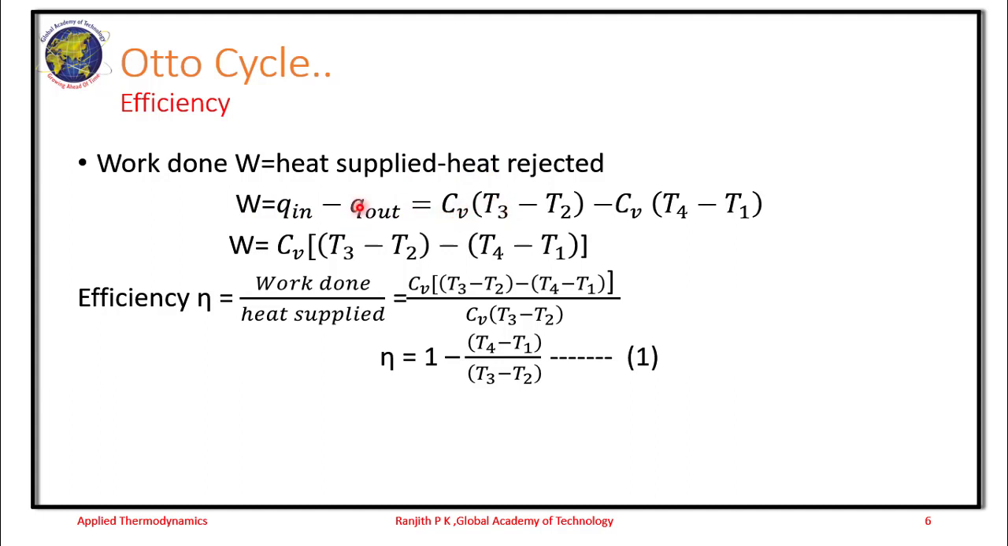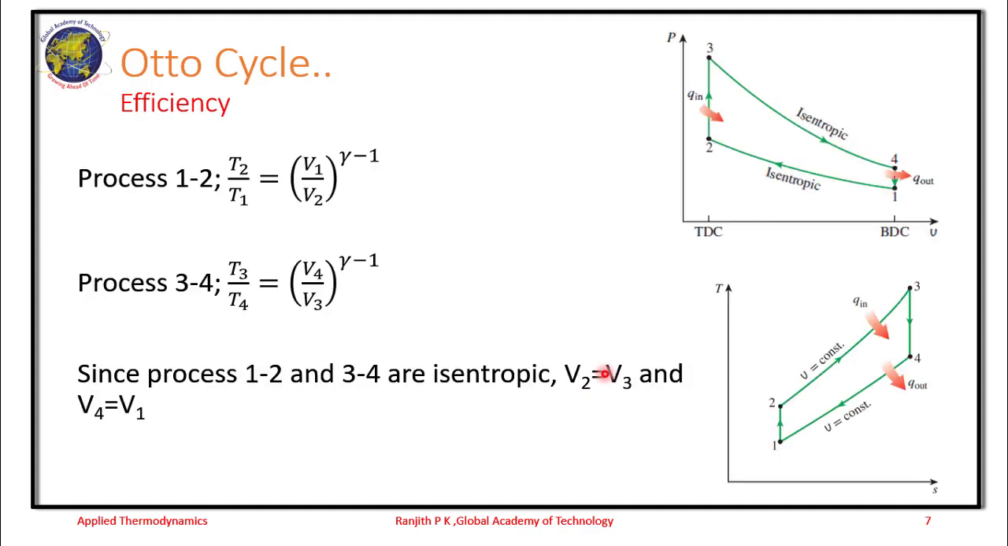So we have written this expression, we have substituted Q in and Q out, and a small simplification here. Cv being a common factor in both Q in and Q out is taken as the common factor. The efficiency is written in terms of net work done by the heat supplied. So we have substituted the equation of net work done and heat supplied. We have Cv both in numerator and denominator. So we simplify this and we obtain an intermediate equation for the efficiency in terms of temperatures. So we have all the 4 temperatures, and this intermediate expression, let us call it equation number 1.